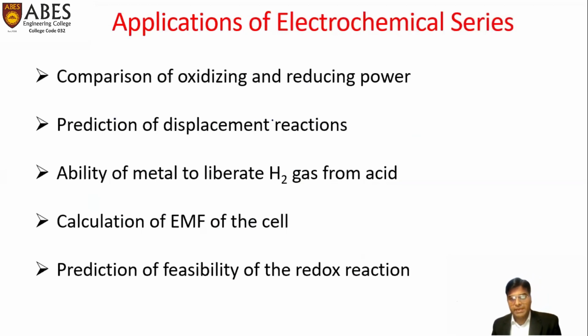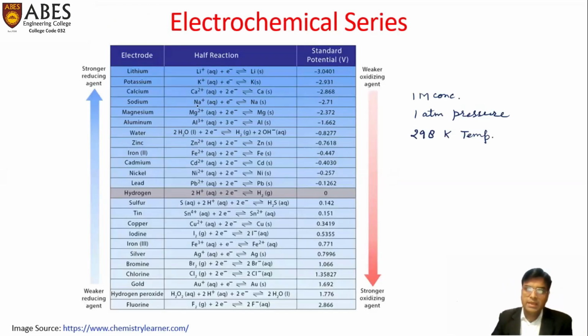Prediction of displacement reactions. The electrochemical series helps us to predict the displacement reactions. Any metal which is higher in the electrochemical series can reduce the metal which is below the element under consideration in the electrochemical series. It means any metal listed above can displace any other metal listed below from its salt solution.